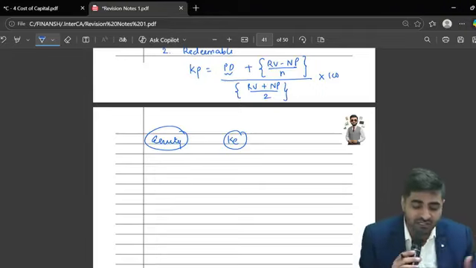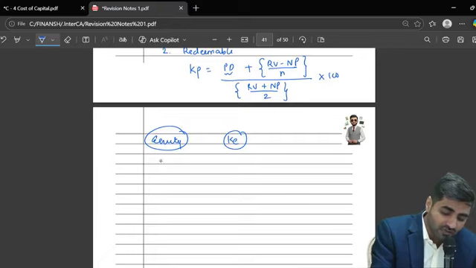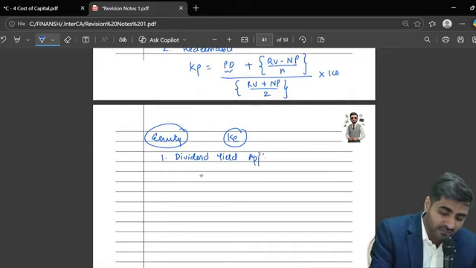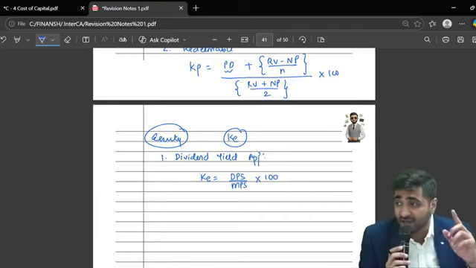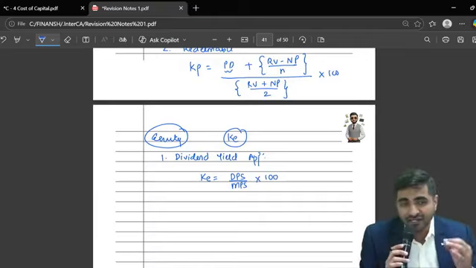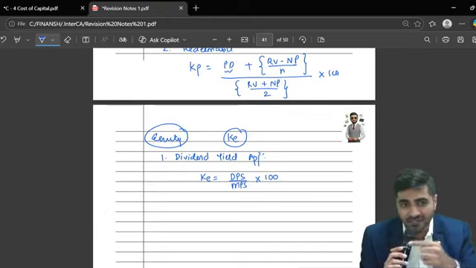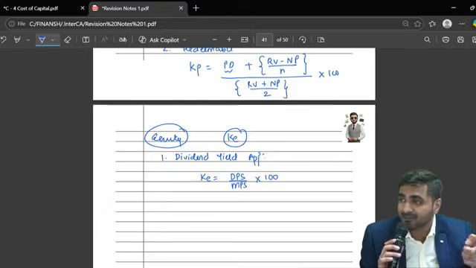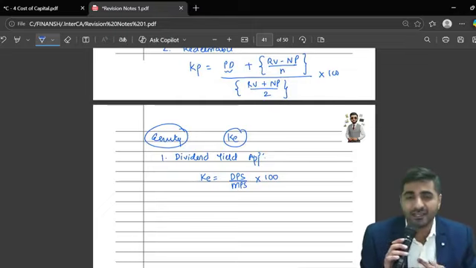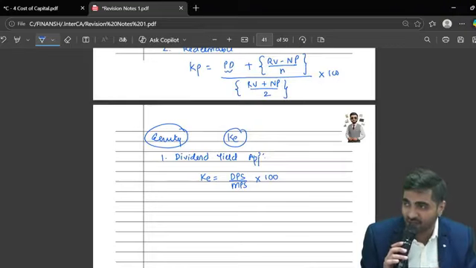So how do I do the calculations for the same? To calculate the KE, the first approach is called the dividend yield approach. KE is calculated very simply by taking DPS upon MPS into 100. Can you recollect this? We have done this in ratio analysis also, where we calculated the return for an equity shareholder. That return is nothing but DPS upon MPS into 100. But whatever is their return is nothing but my cost. So that's why we calculate KE by using DPS upon MPS into 100.